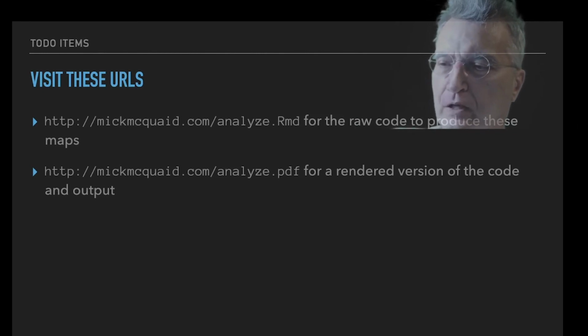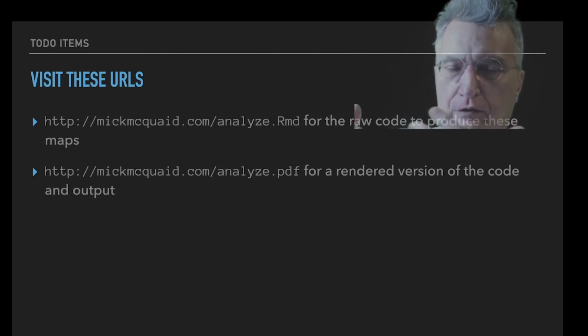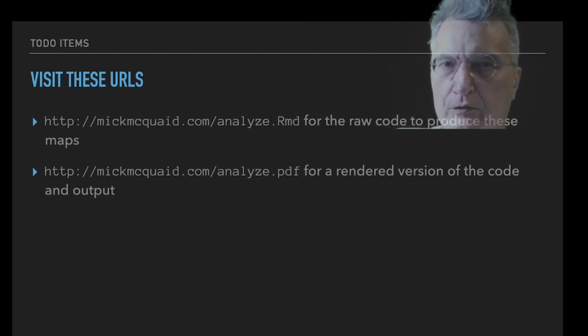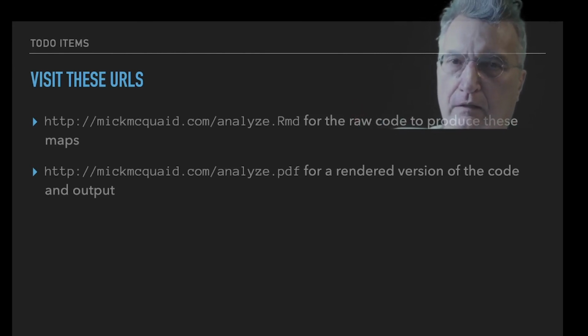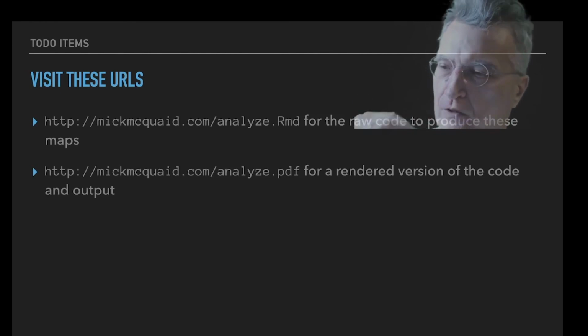And then the analyze.pdf is the literate version of it. That is the rendered version. It has all the word clouds, all the maps, everything, all the output of the program, and the input is rendered nicely so that it's easily readable with section headings and stuff.